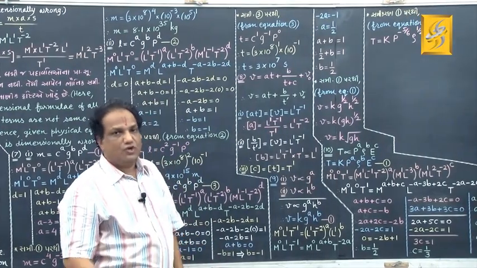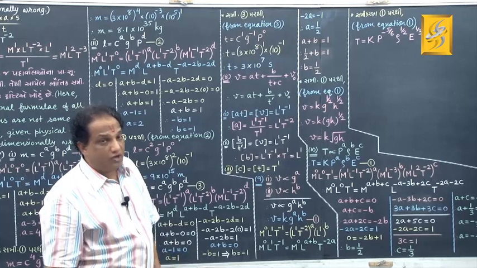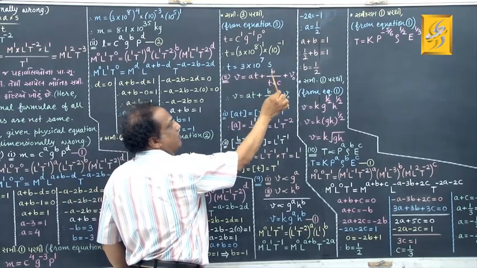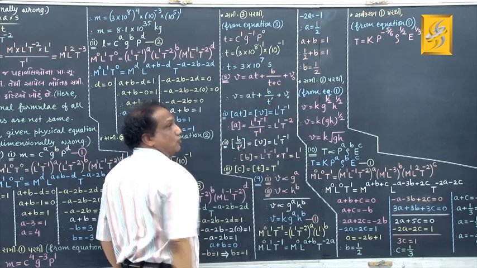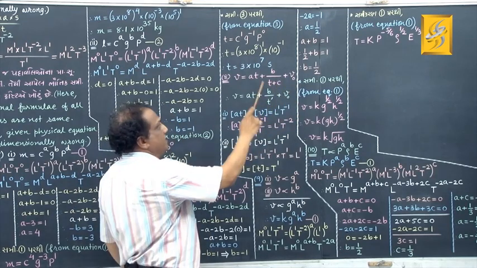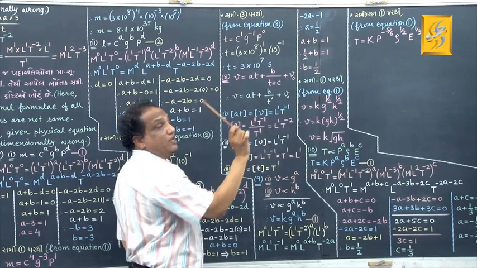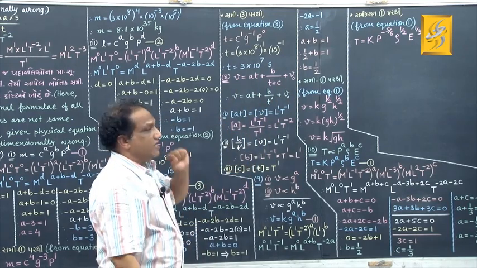Read it. Look, we are given one physical equation. It is V equals A into T plus B upon T plus C plus V0. Here T is time, V is final velocity, and V0 is initial velocity. What are we asked to find out?